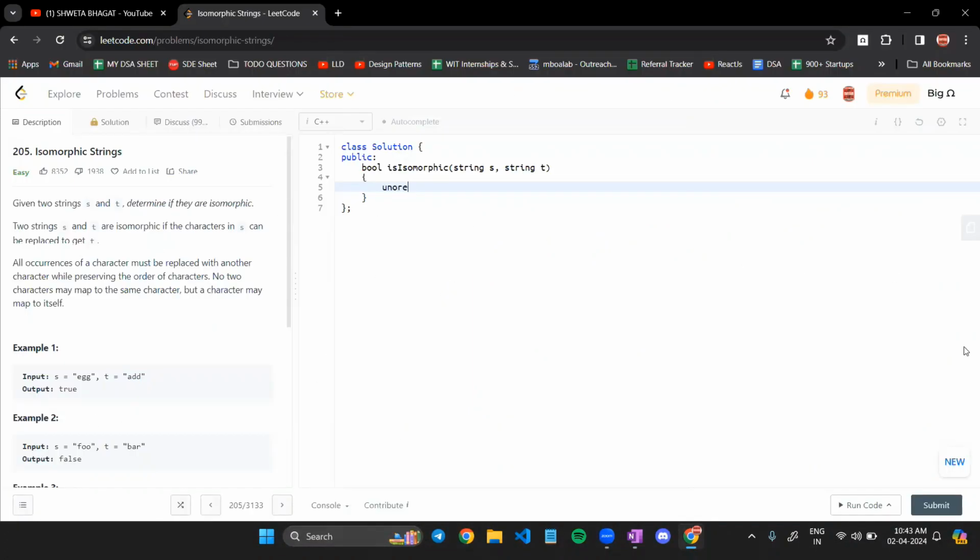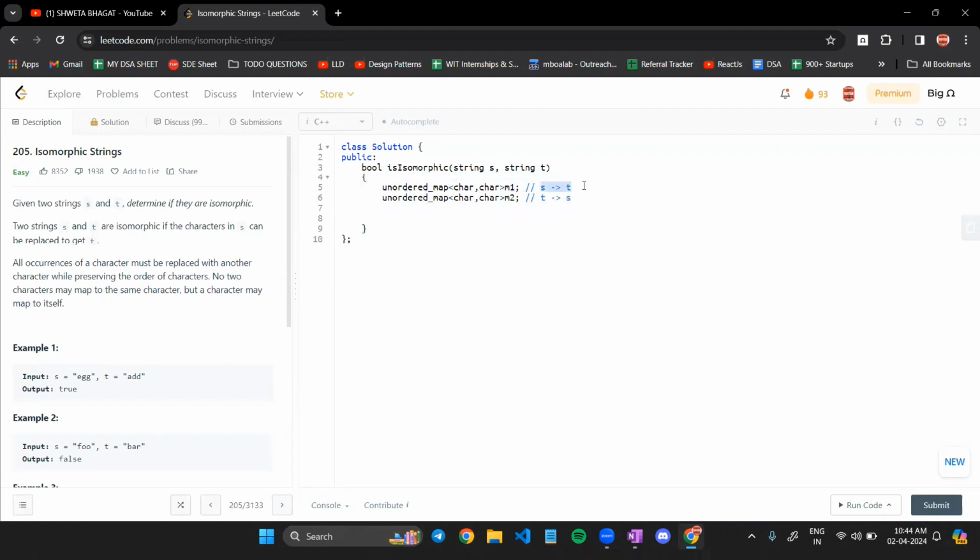So we will create two unordered maps of character, comma, character type. Let's call it M1, and let's call the other hash map M2. Now, what we will store in M1 is which character of S is mapped to which character of T. And in M2, we will store which character of T is mapped to which character of S, correct?